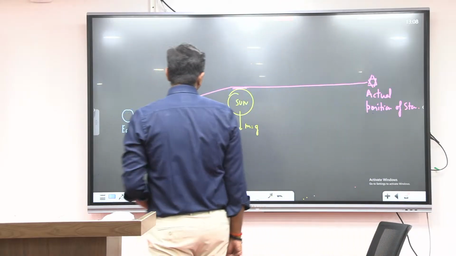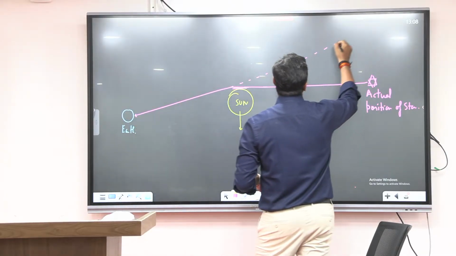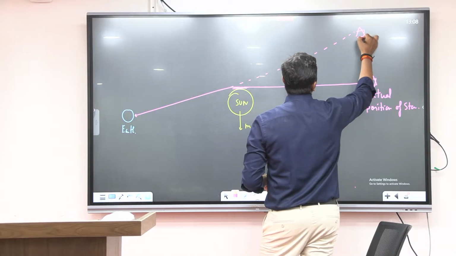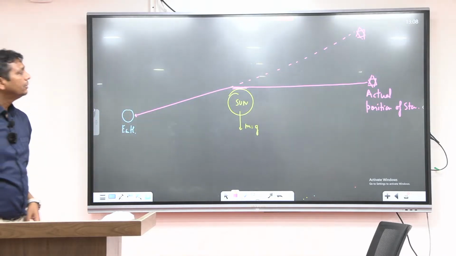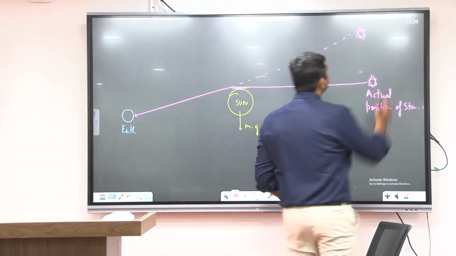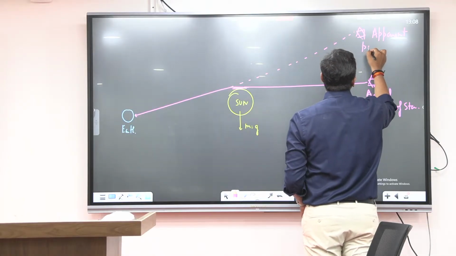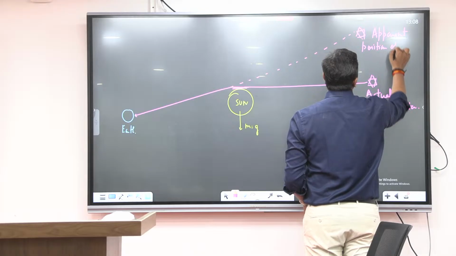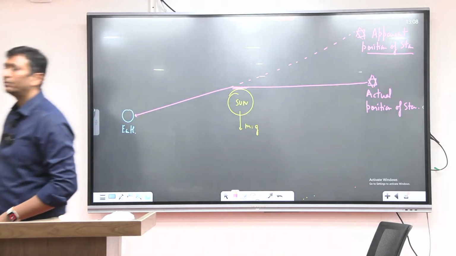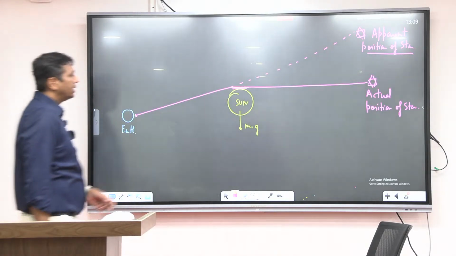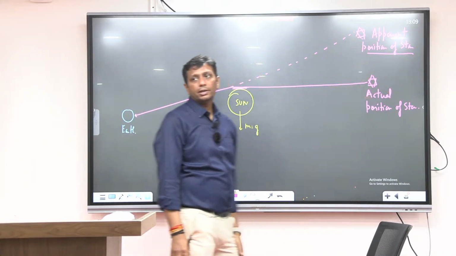Due to this straight line feature, guys, from the earth we feel the star is there. The actual position of the star is here, but the star appears here. It is an apparent position. This is the apparent position of a star. I think you understood very well. The actual position of the star is here, but the apparent position of the star is here.